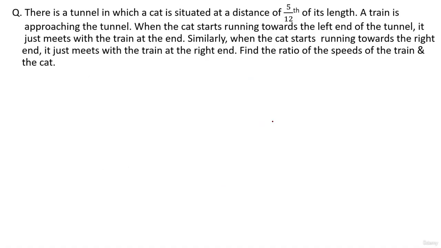There is a tunnel in which a cat is situated at a distance of 5/12 of its length. A train is approaching this tunnel. When the cat starts running towards the left end of the tunnel, it just meets with the train at the end.